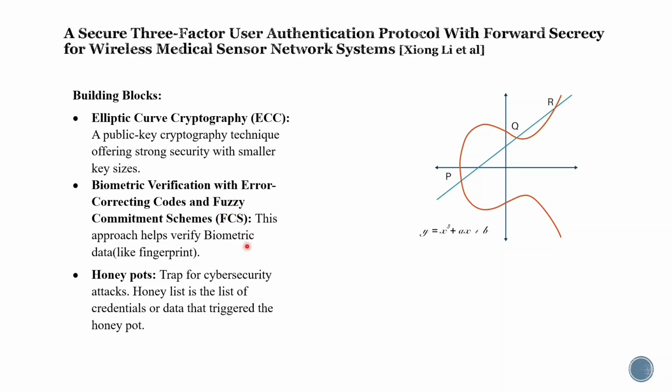Now the next building block of this protocol is honeypots. Honeypots are basically traps for cybersecurity attacks. In this protocol, how this is used is whenever a wrong credential is entered, they store those wrong credentials inside honey lists, and they won't allow the login process for that particular credential.